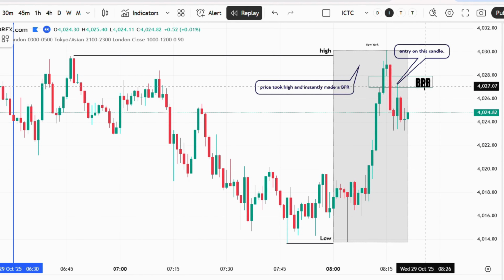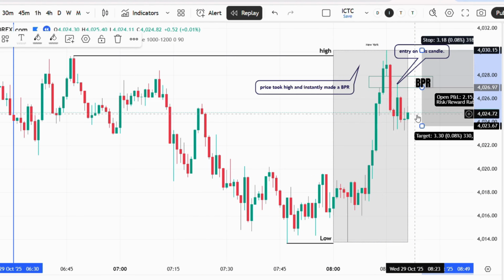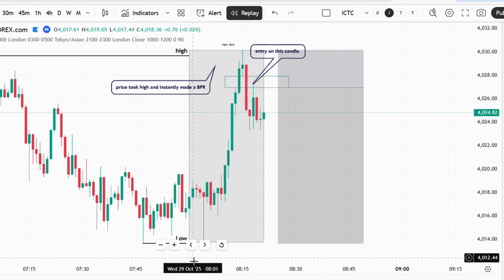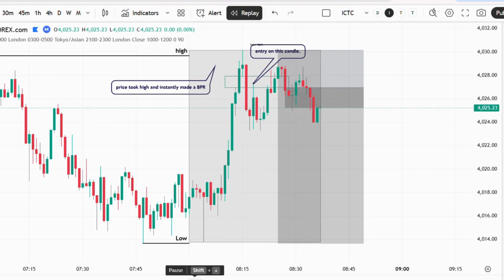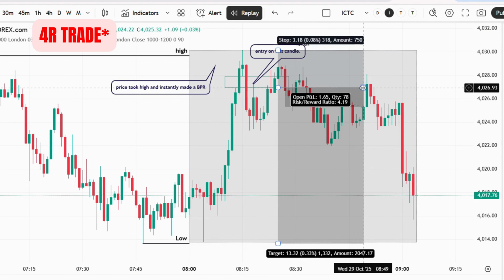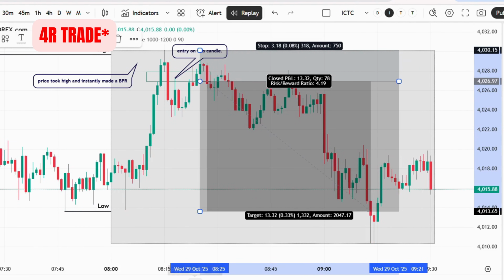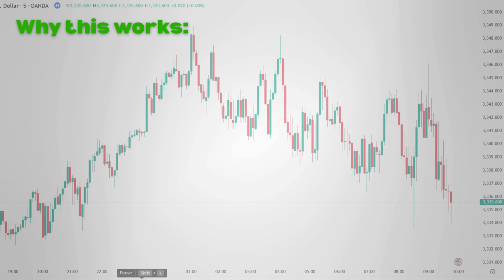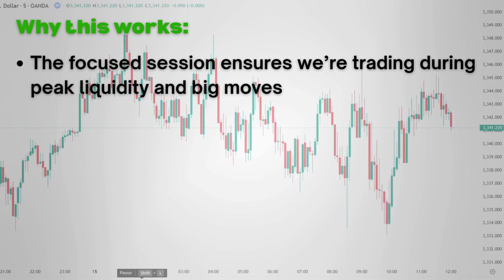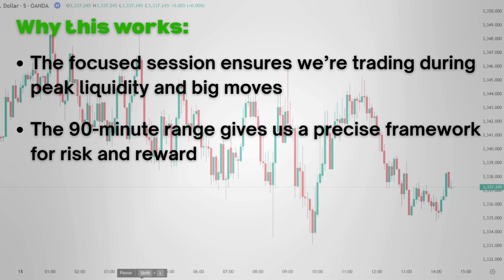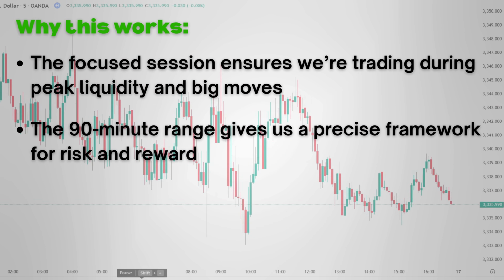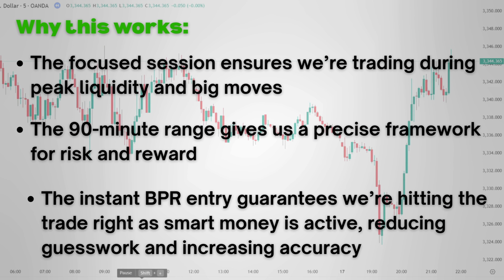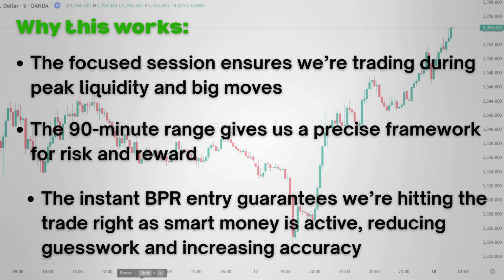Stop loss: above the most recent high during the session. Ensures the trade is protected if liquidity fails. Target: opposite side of the 90-minute range, the low we marked at the start of the session. Result? This trade resulted in a 5R win, a clean, high-risk reward setup that really shows the power of these adjustments. Why this works? The focus session ensures we're trading during peak liquidity and big moves. The 90-minute range gives us a precise framework for risk and reward. The instant BPR entry guarantees we're hitting the trade right as smart money is active, reducing guesswork and increasing accuracy.